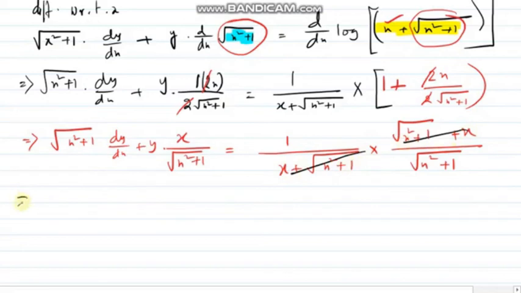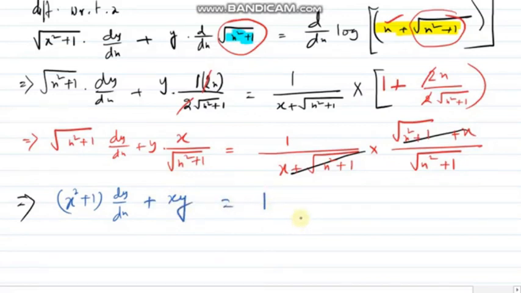Now I multiply the whole thing by root over of x square plus 1, I am multiplying both left hand side and right hand side by root over of x square plus 1. So this will become x square plus 1 into dy dx plus xy, and this will become 1, right? So that is what you had to prove for this sum. Any more problems on implicit functions, please let me know in the comment box so that I can solve it for you. Thank you.